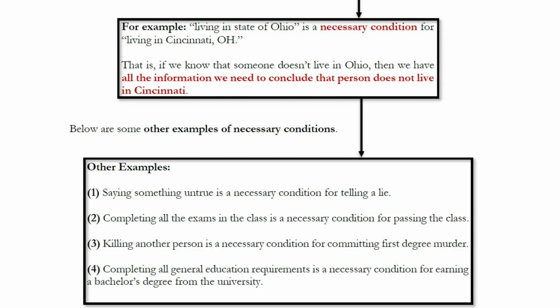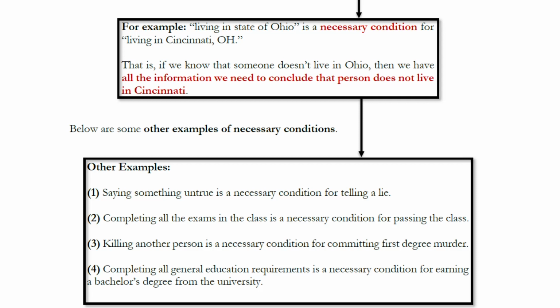Consider a third example. Killing another person is a necessary condition for committing first-degree murder. Certainly, first-degree murder does require that you kill another person. However, it also requires premeditation. It requires that the act of killing was planned out in advance and not just on the spur of the moment. Therefore, killing another person is necessary, but not a sufficient condition for first-degree murder.